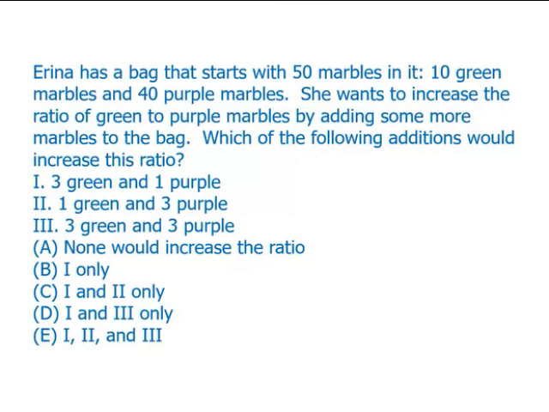Rena has a bag that starts with 50 marbles in it, 10 green marbles and 40 purple marbles. Of course, at Magoosh, we love the green and the purple. She wants to increase the ratio of green to purple by adding some more. Which of the following additions would increase the ratio of green to purple marbles? So there are a few ways to do this. In this video, I'm going to show a very intuitive way to approach this. In the text explanation, you'll see a couple ways to do this, including just a number crunching way.